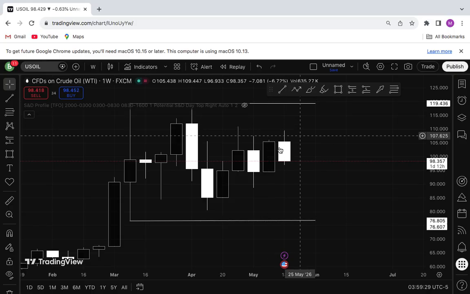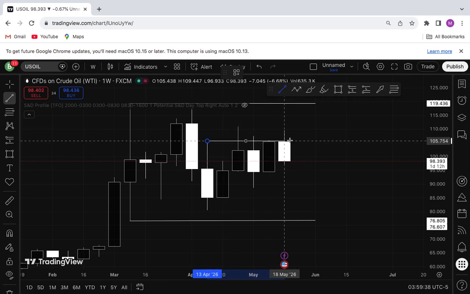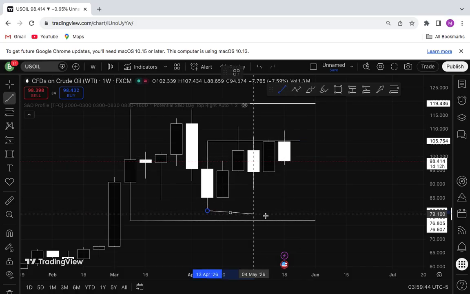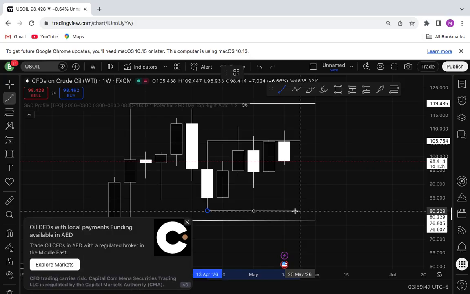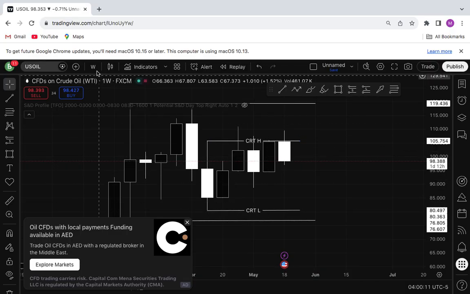Now I want to mark key levels based on the weekly time frame. So we have this weekly range here also. You have to understand trading ranges. You need to know what CRT is. Based on your time frame, this is a weekly CRT. So we are gonna quickly mark it out. You have your CRT low here, and you have your CRT high here. That is our weekly CRT.